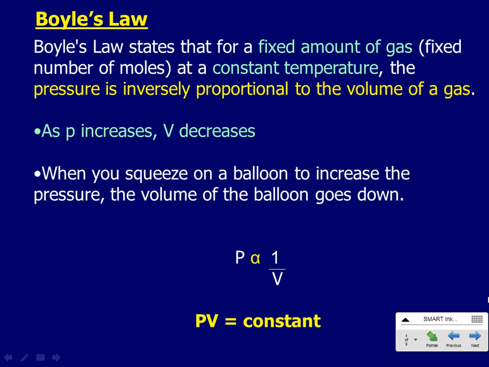A couple more things. There's our inverse relationship, right? And I can move the V to this side, and then I'm going to have P times V is equal to some constant, K.